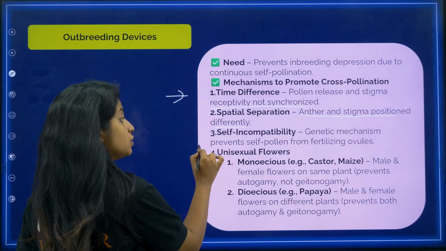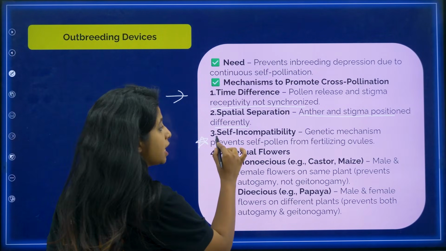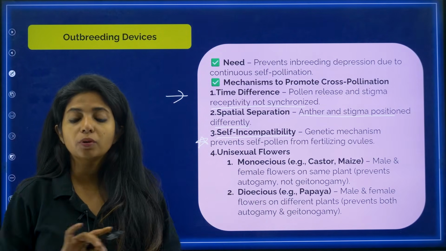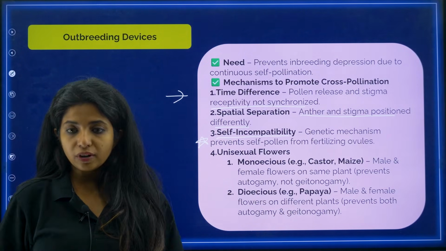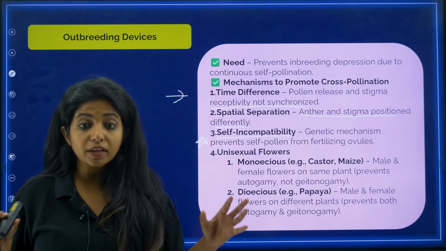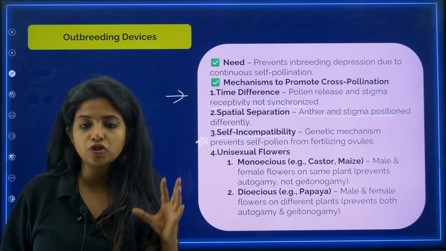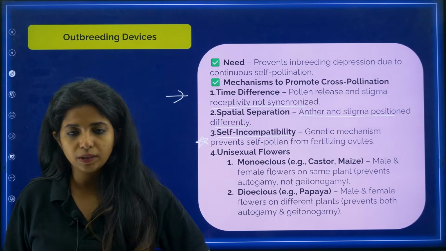Now, something that plants generally have self-adapted is self-incompatibility. That is a genetic mechanism. This is the only genetic mechanism that prevents self-pollen from fertilizing ovules, my dear children. Genetic mechanism as in, even if the pollen grain comes and lands, it won't be able to do proper germination over there because it is incompatible.